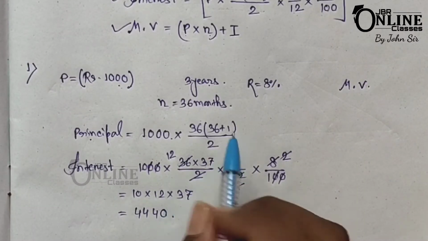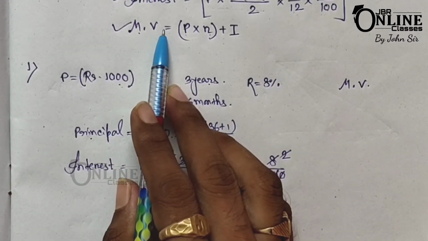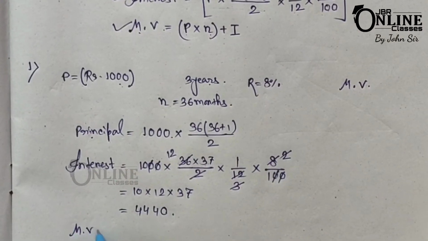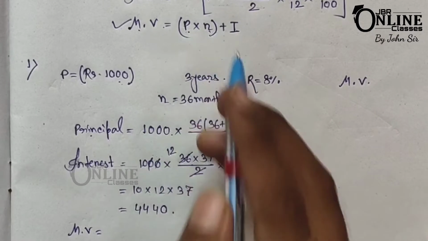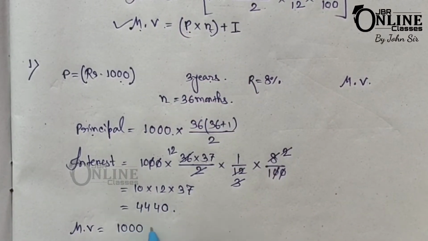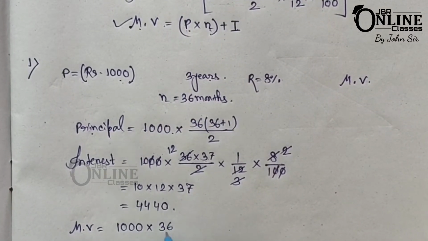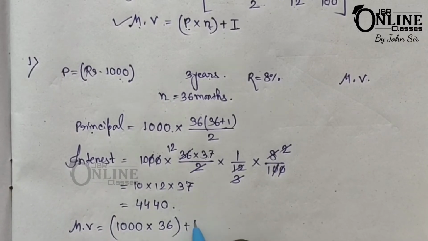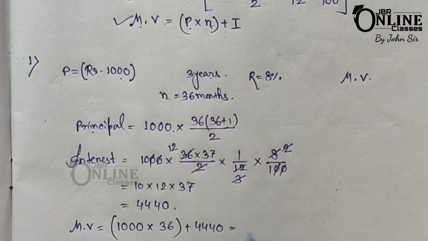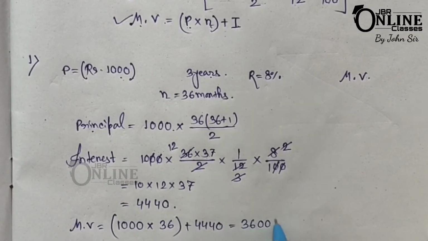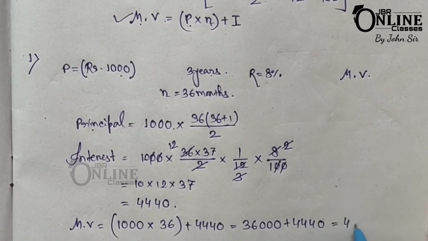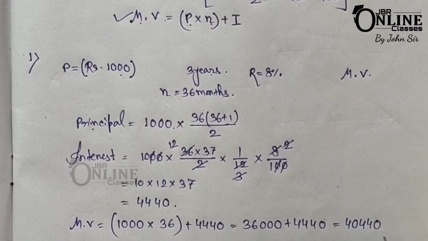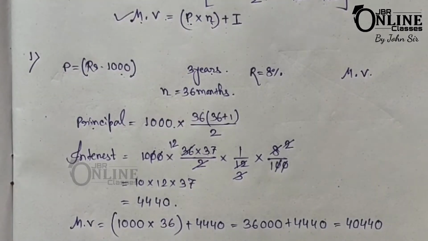Now you have to find out MV, that means maturity value. To find the MV, the formula will be P into N plus interest. So here P equals 1000, into N means 36, plus interest 4440. So that equals 36000 plus 4440, and that equals 40440. So that is the final answer.